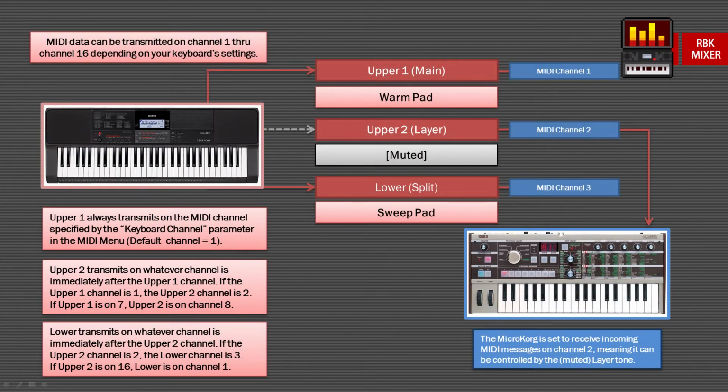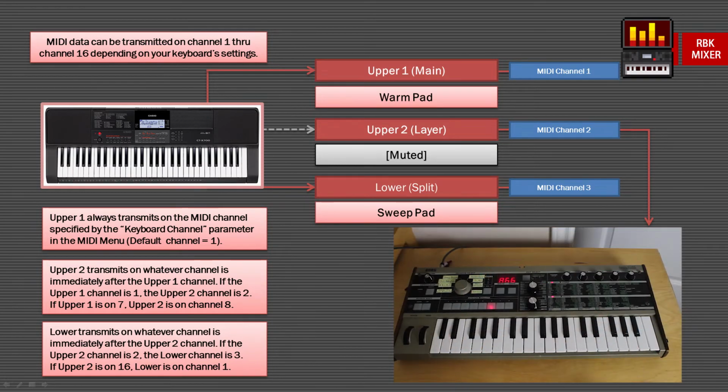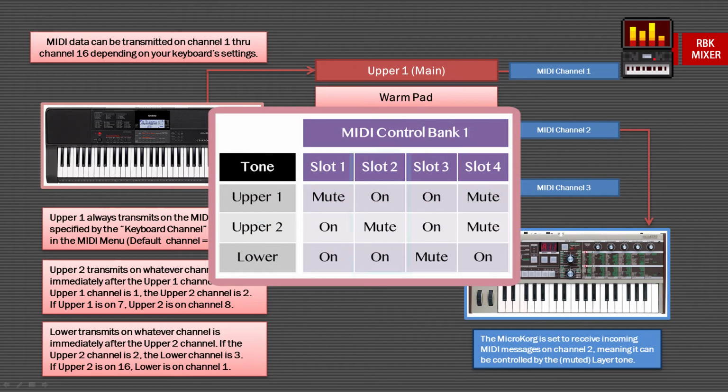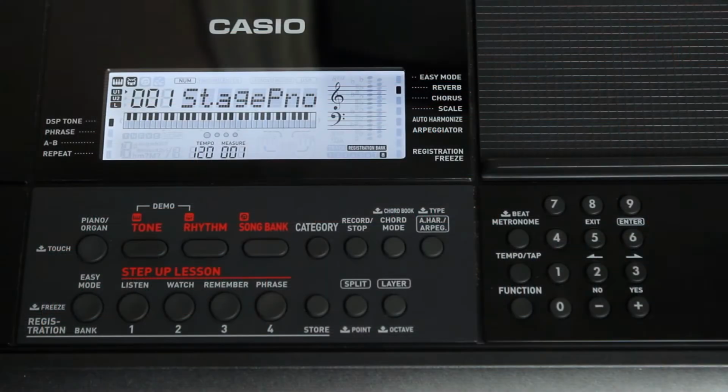I'm going to put together a triple layered pad sound with warm pad assigned to upper 1, sweep pad on the lower split, and the layer tone muted so I can control this brassy pad patch on my microKORG synth. That means I'll want to use slot 2 in MIDI control bank 1, so after I've imported that bank file, I'll just recall that slot and then play a few notes to make sure I have the right settings. As expected, I'm only hearing the piano on upper 1 and the bass on the lower split, even though I still have all 3 tones enabled, as you can see on the display.